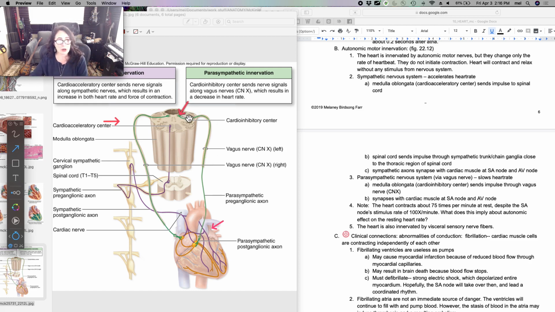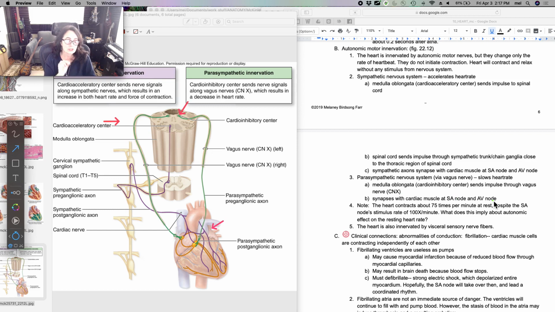And that is going to go out cranial nerve number 10, two of them, right? A pair of cranial nerve number 10s. And what they are going to do is they're going to go to the SA node and the AV node, and they're going to say, put on the brakes to the heart. Slow down. So, synapses with the cardiac muscle at the SA and the AV node.